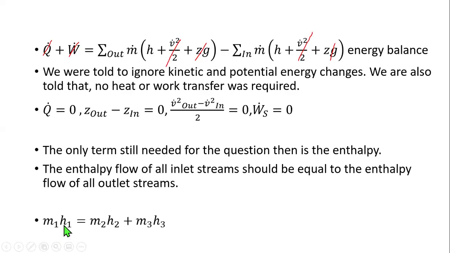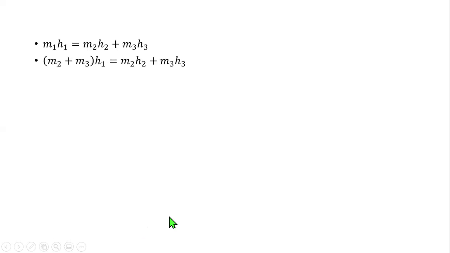So that's what we have here, M1H1 being equal to M2H2 plus M3H3. Right, so this is for the inlet. These are for the outlets. Now, we already know that M1 is the same as M2 plus M3 because we said that we expect mass to be balanced. So what is coming in, the mass flow, should be equal to the sum of the mass flow going out. So M1 is equal to M2 plus M3, right?